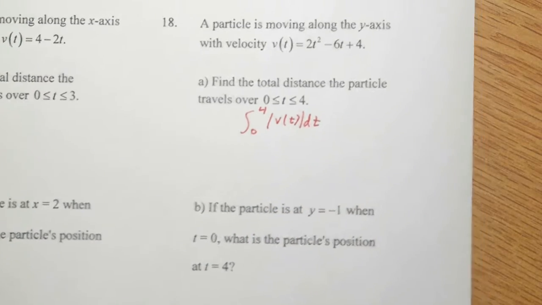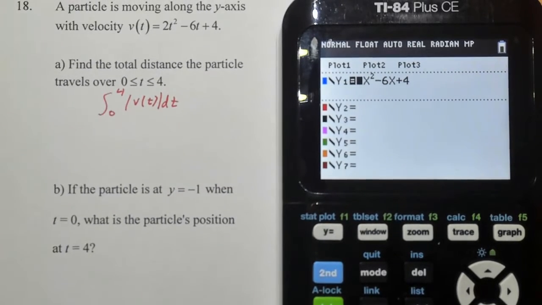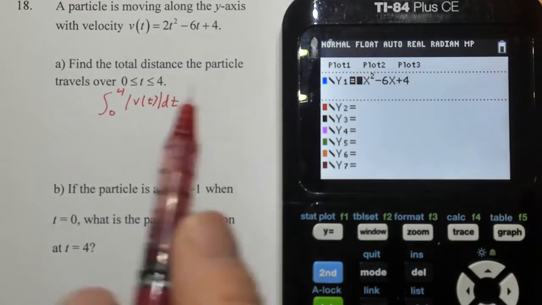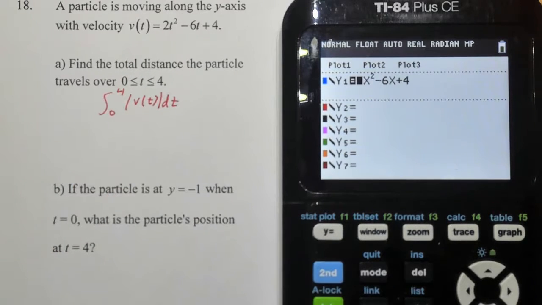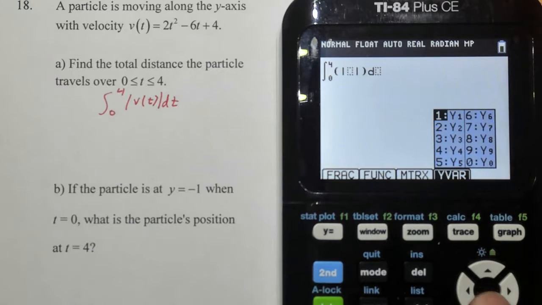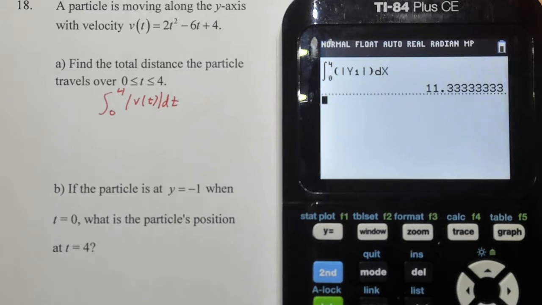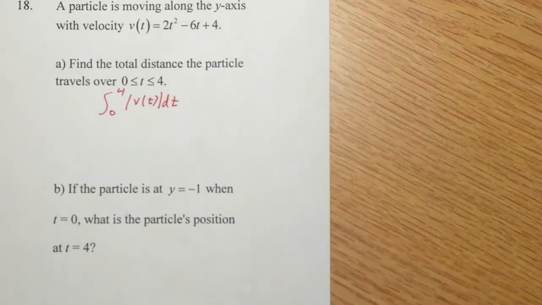All right, so if we bring in the calculator, there's our velocity right there. Let me get it on the screen. There we go. So we can see that 2x squared minus 6x plus 4, same thing as 2t squared minus 6t plus 4. So we're going to go back to the main screen and math 9. And we have the integral that's happening from 0 to 4. We need the absolute value. So again, that's alpha window, option 1. And then we need our function, alpha trace, option 1. And our variable is x. So we have a dx right there. And give the calculator a second. And we see that we have 11 1/3 as the total distance which the particle travels.